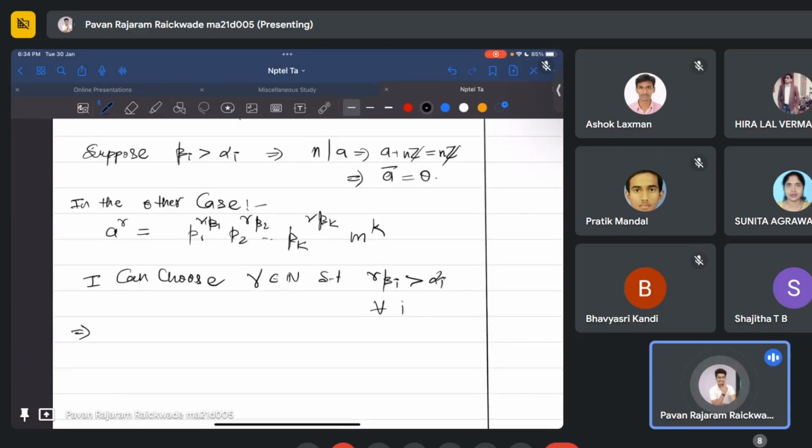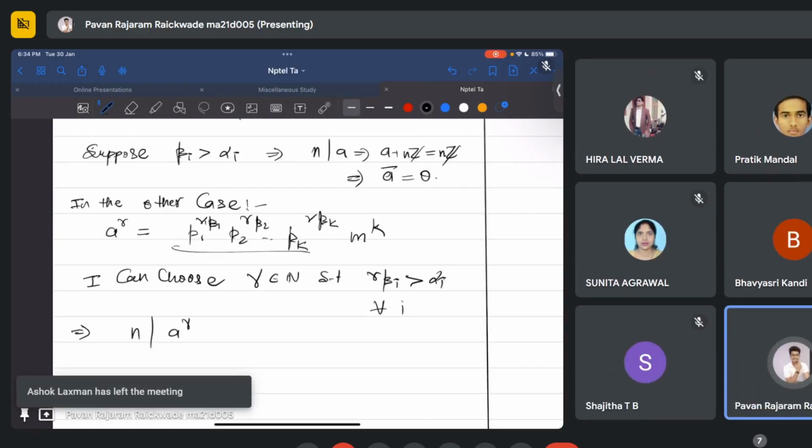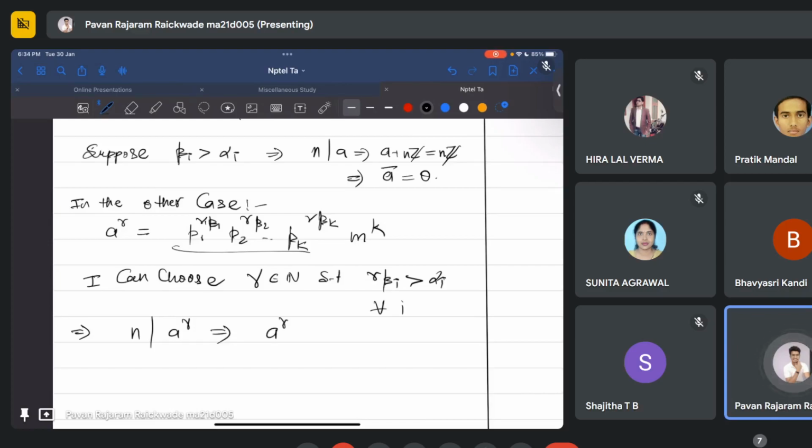Yeah, but then in that case, what do you get? n will divide a power r, right? Because here you will get p power, I mean this is a number greater than alpha i, so you get n divides a power alpha, right? But then this will imply a power r plus nz is same as nz, right? This will imply a r bar is 0. I mean, a bar whole raised to r is 0, which implies a bar is nilpotent.